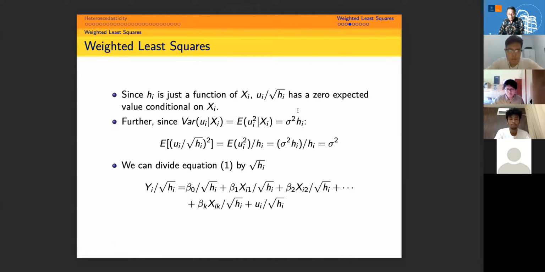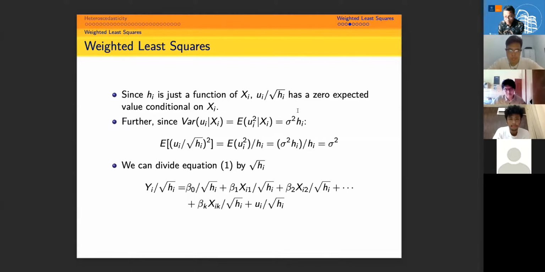Since h is just a function of x, what we're going to do is transform the error term by dividing it by the square root of h. It might not be clear why we divide by the square root of h, but it will be by the end of this slide and the next couple of slides.